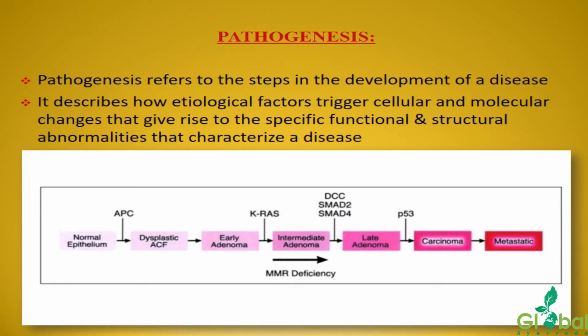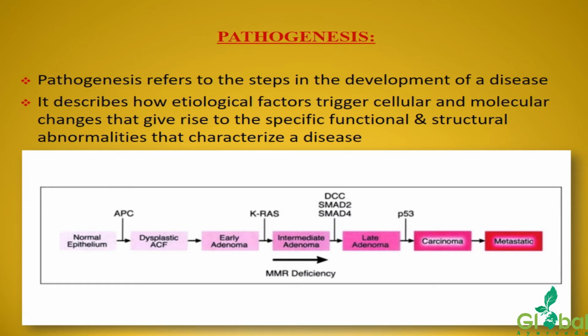It describes how etiological factors trigger cellular and molecular changes that give rise to the specific functional and structural abnormalities that characterize a disease. So in pathogenesis, we will discuss how the etiological factors act. Anyhow, a person will be getting exposed to etiological factors. It can be genetic along with the influence of environmental factors. This will trigger cellular and molecular changes. At the cellular level, tissue level, molecular level, this will cause some kind of abnormality because of the exposure to the etiological factors.